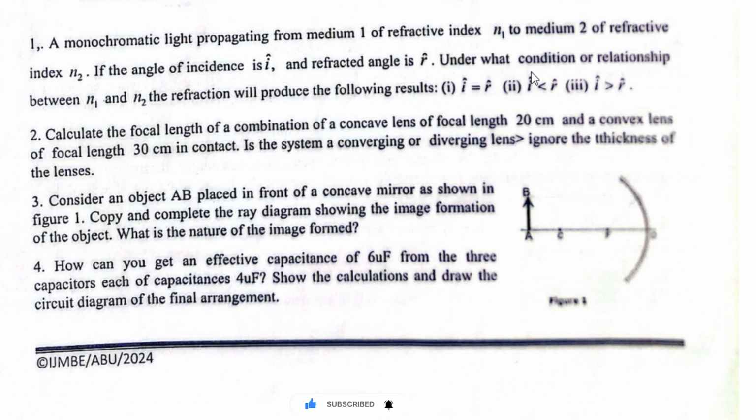So look at question 1. A monochromatic light propagating from medium 1 of refractive index N1 to medium 2 of refractive index N2. If the angle of incidence is I and the refracted angle is R, under what relationship between N1 and N2 will the refraction produce the following results: 1, I is equal to R; 2, I is less than R; and 3, I is greater than R. And this is the method I employ.